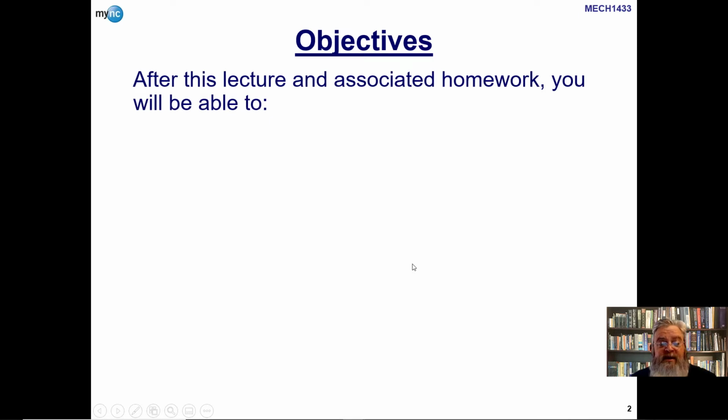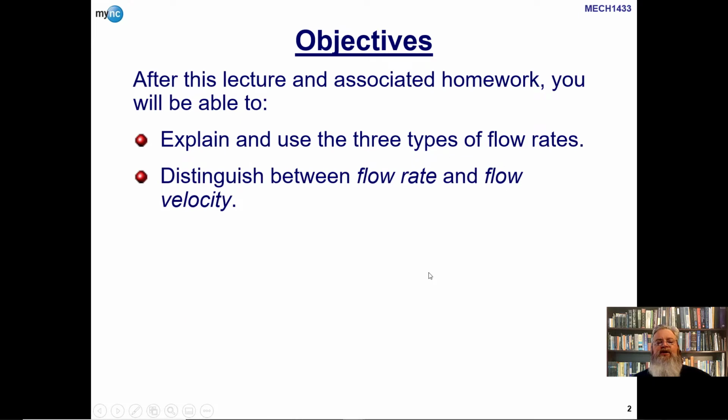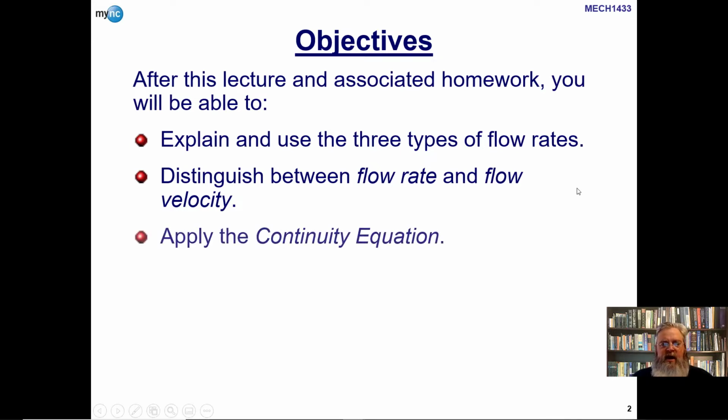So when we're done today, you'll be able to explain and use calculations involving three types of flow rates, although we'll generally use just the one. We'll distinguish very carefully and very significantly between flow rate and flow velocity. They're different things, and they're closely related, and we need to get a grip on that. Mostly through something called the continuity equation. We'll find out what that is and how it works and how we can apply it and how useful it is.